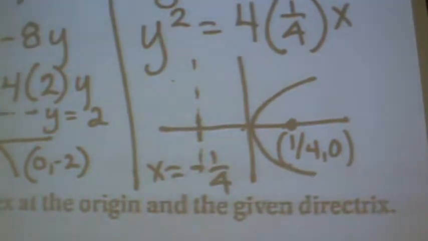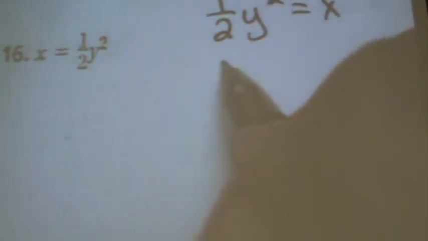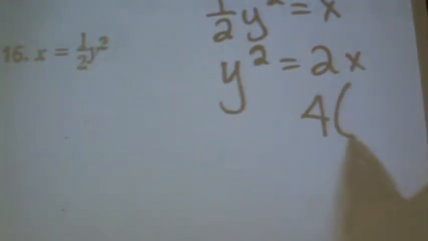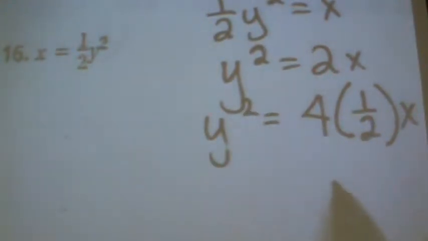Questions? And this last one. Rearrange it, 1/2 y squared equals x. I need to get rid of this 1/2, so I'm going to multiply both sides by 2. Now, how am I going to pull a 4 out of this? 4 times what? Good. So 4 times 1/2 is 2.